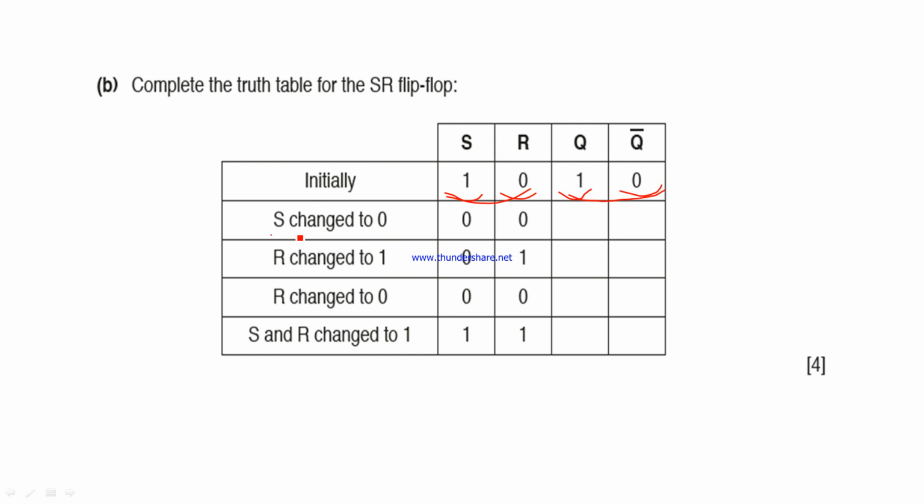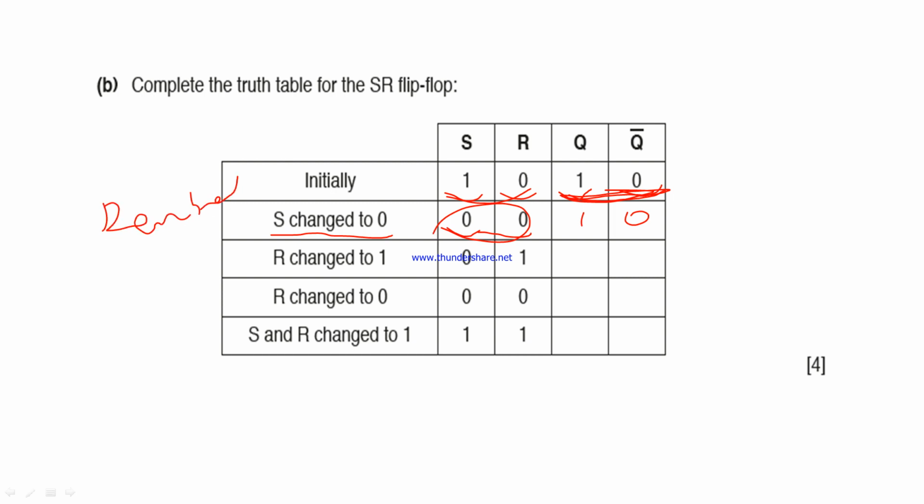Now what they have done, they have changed S to be 0. If we change S to be 0 and R is already 0, what happens in this case? 0, 0, you remember? 0, 0 is what? 0, 0 is remember. So it will remember this state. Q and Q dash will be remembered. It will be kept the same. So 0, 0 means remember.